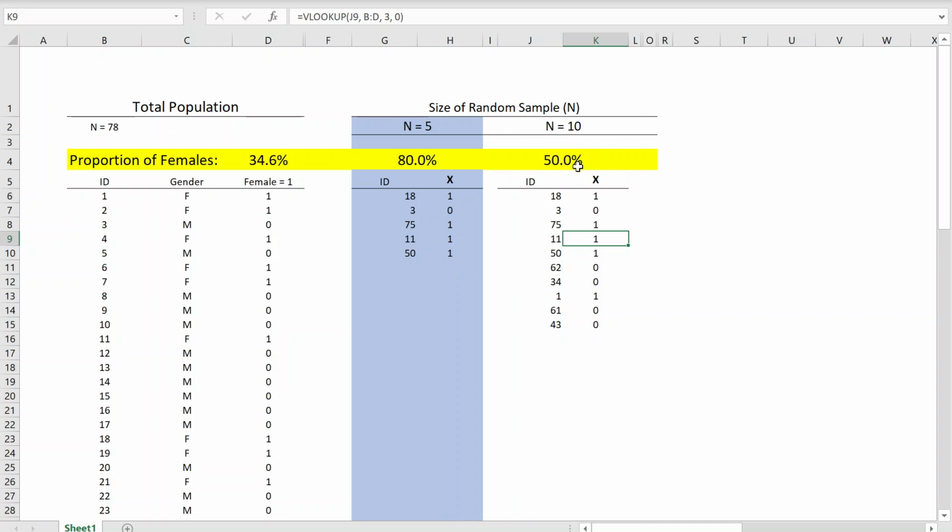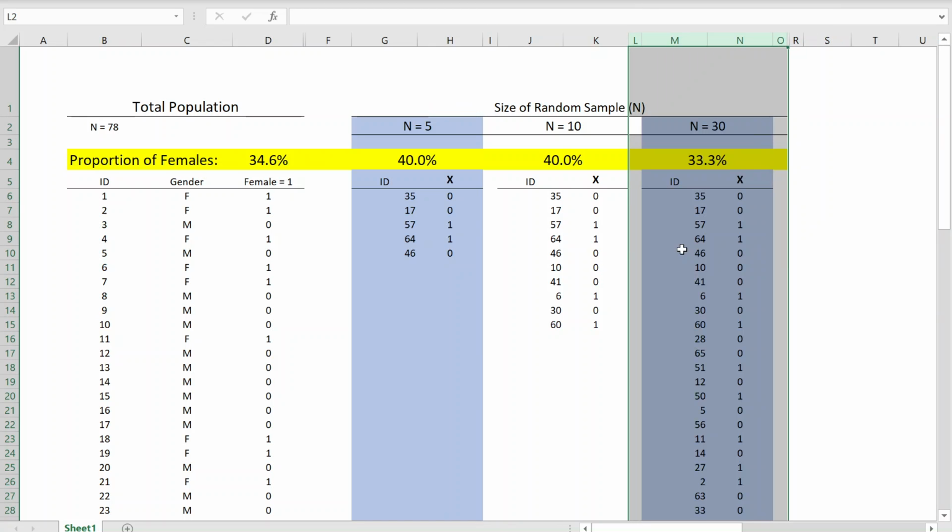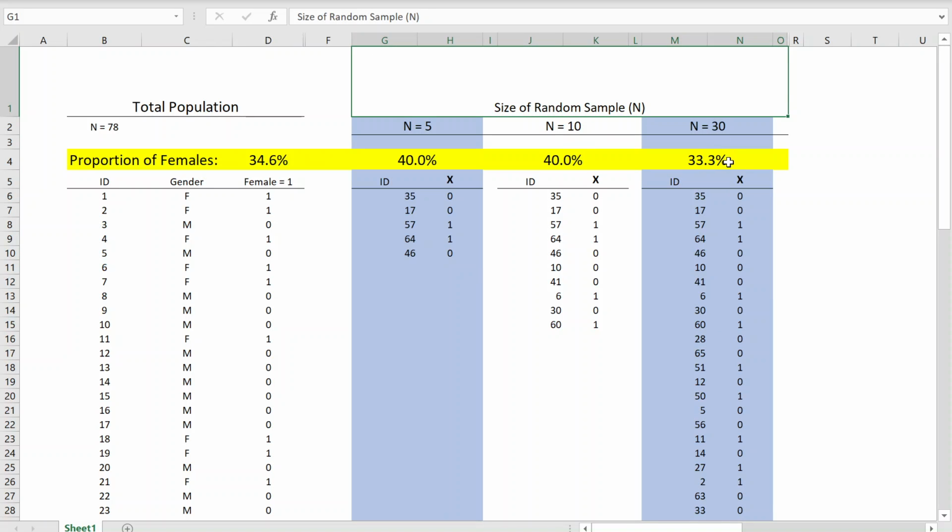to 10. Again, same thing: a random formula takes 10 random IDs, and then we look at the proportion of females. So 50%, 30%, 40%, 50%, 60%, and so on and so forth. Let's up the sample again, and now we have 30.